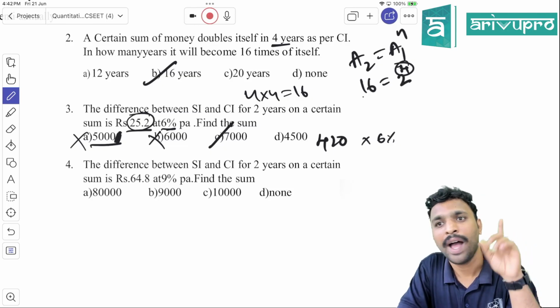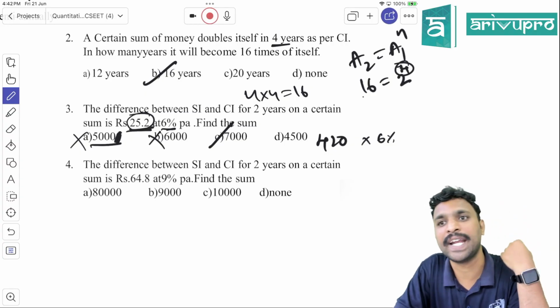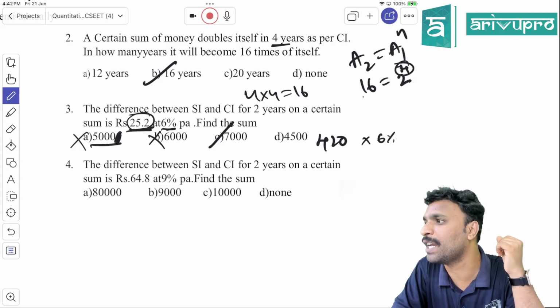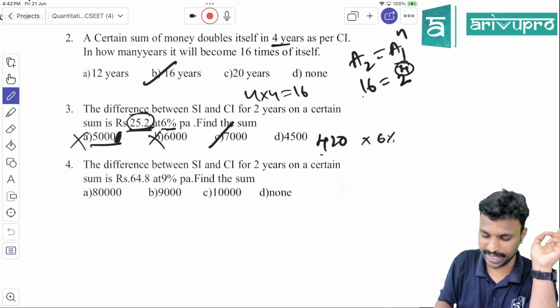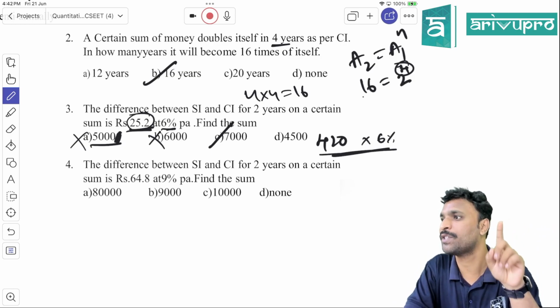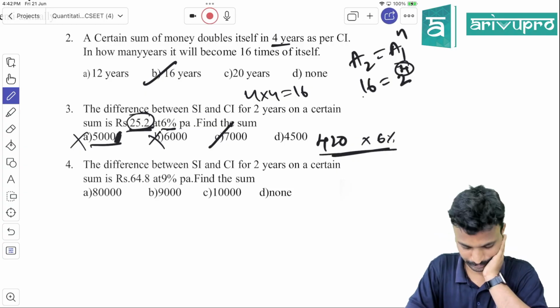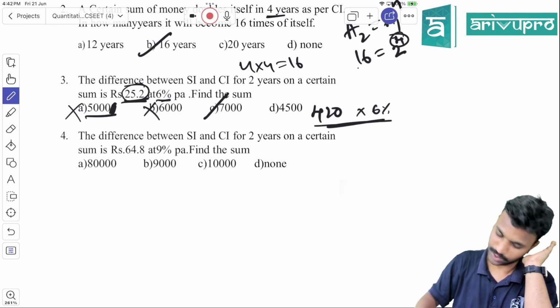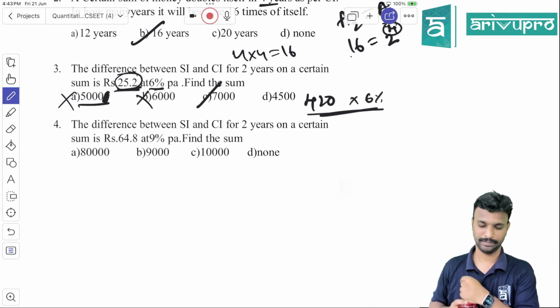Are you getting it? How to find the difference for the second year? What is given? Difference for the second year. How to find the difference for the second year? Tell me. SI for 1 year into rate of interest is the difference for the second year. Understood. Now solve this question similar to this. Which is the principal?